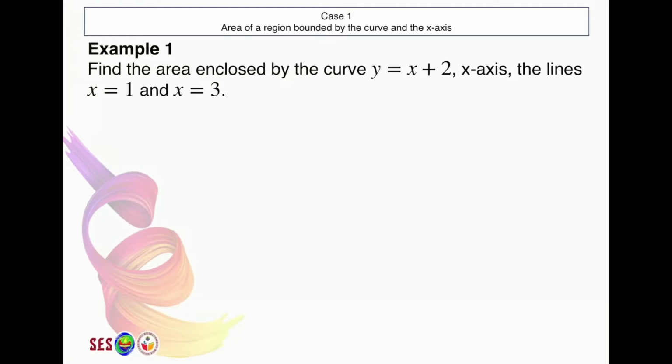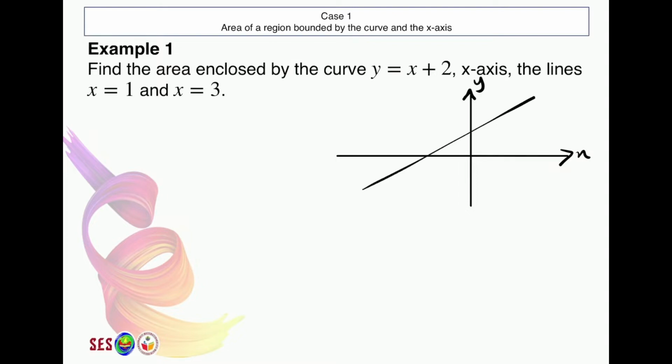So now we'll be looking into our first example. The question asks us to find the area enclosed by the curve y equals x plus 2, the x-axis, the lines x equals 1 and x equals 3. So it is always better for us to plot the graph. So this is our x-axis and this is our y-axis, and this will be our y equals x plus 2.